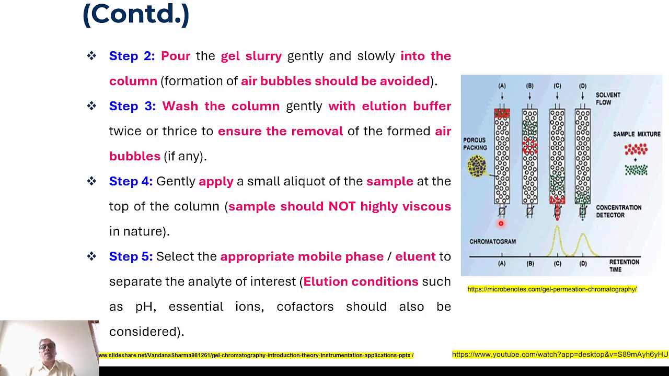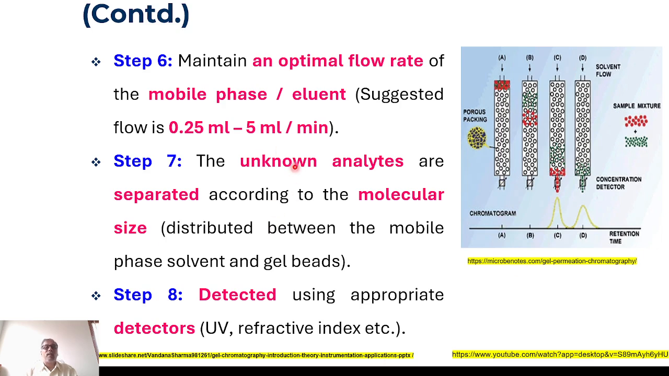So the concept is higher molecular weight molecules will pass through the column first, and lowest molecular weight molecules will pass the column last. So that is the phenomenon. So you can maintain an appropriate flow rate. The universal flow rate is 0.25 ml to 5 ml. You can fix it at 1 ml per minute or 1.5 ml per minute or 0.5 ml per minute. You can fix it according to the type of the molecule which you want to separate or purify.